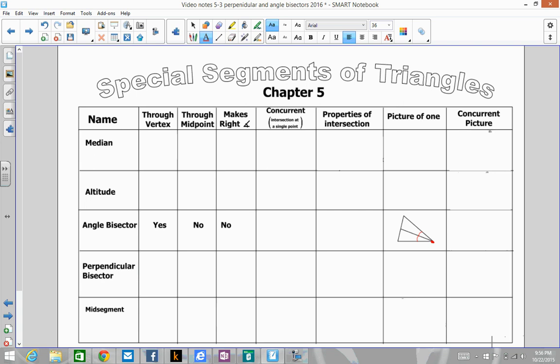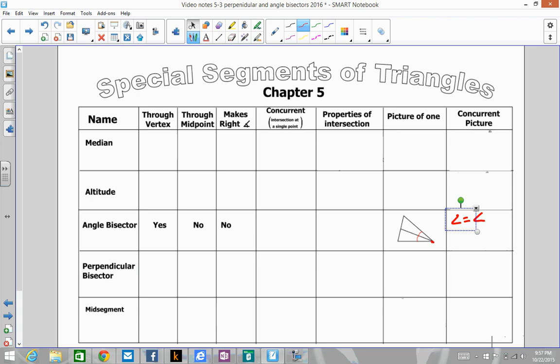And so the setup would be angle equals angle. Okay, and that's our setup. So know the properties of an angle bisector. We'll talk about some of these other things in this chart later on.